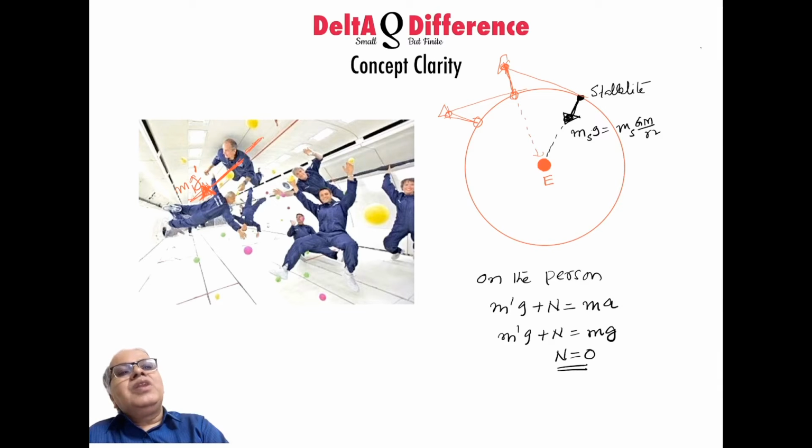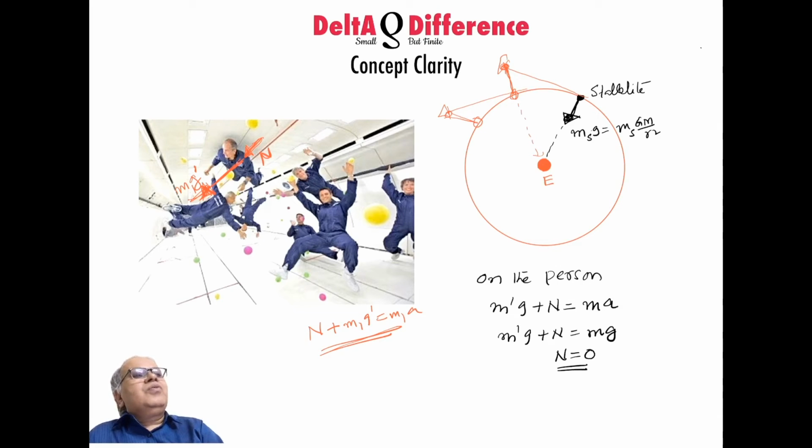So roof will push him back because he is trying to push the molecules of the roof. So the molecules push back. You may call it N on the person. Now we write the force equation for him. N plus m1 g dash equals m1 a.